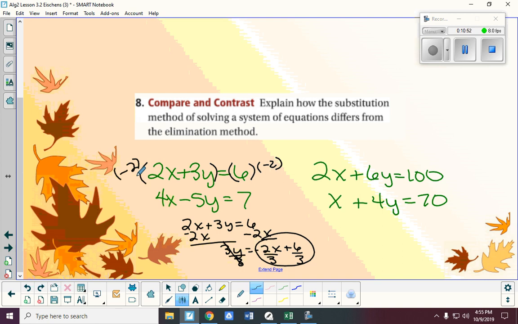In this problem, you have a coefficient of 1 right here, so you could just isolate the x, solve for x, so you'd have minus 4y plus 70, right? And so then we can just substitute back in. So substitution works nicely when you have just a plain x or a plain y, and you can solve for that in the equation.